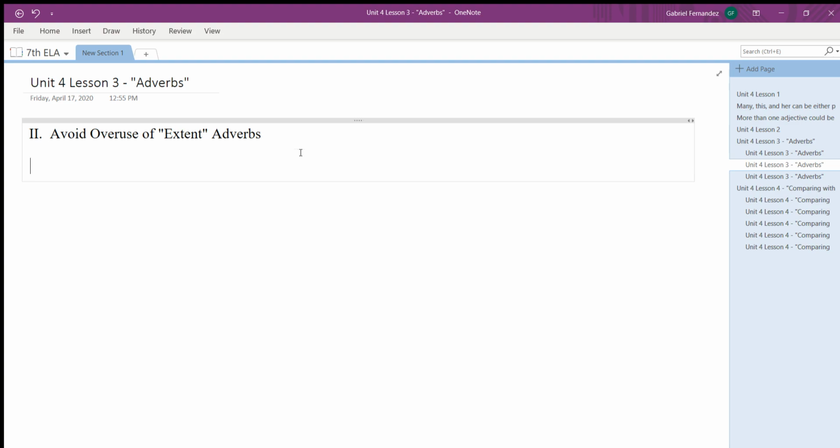The big rule of adverbs that answer to what extent is to avoid overusing them. Okay? Avoid overusing adverbs that describe to what extent. Especially words like very and really. You don't need to say something like, especially next year as an 8th grade writer, instead of putting avoid, let's put don't do this.